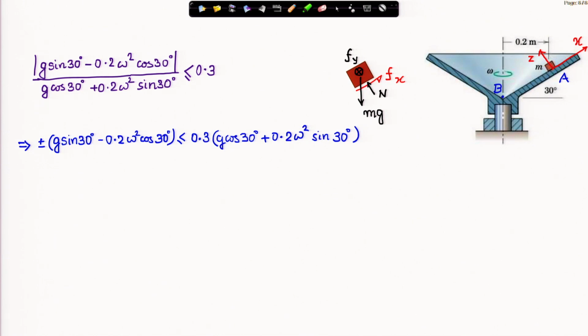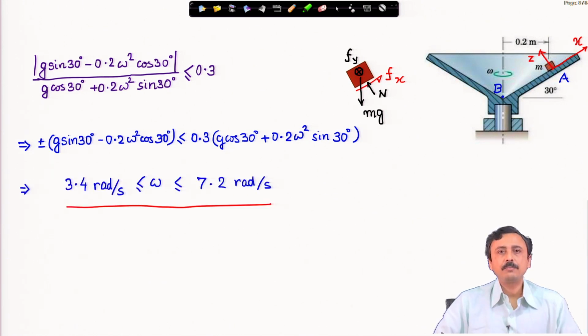And if you solve this inequality, you will obtain omega must lie between 3.4 radian per second and 7.2 radian per second. It should be interesting to note that omega should not be 0 or less than 3.4 radian per second, then the object will slip, and definitely it will slip inwards towards the center. So, that completes this problem.